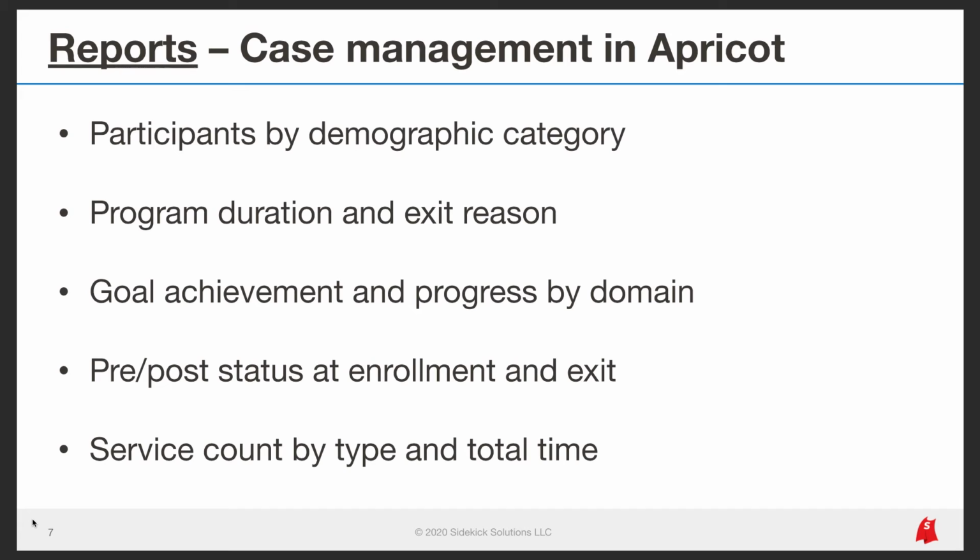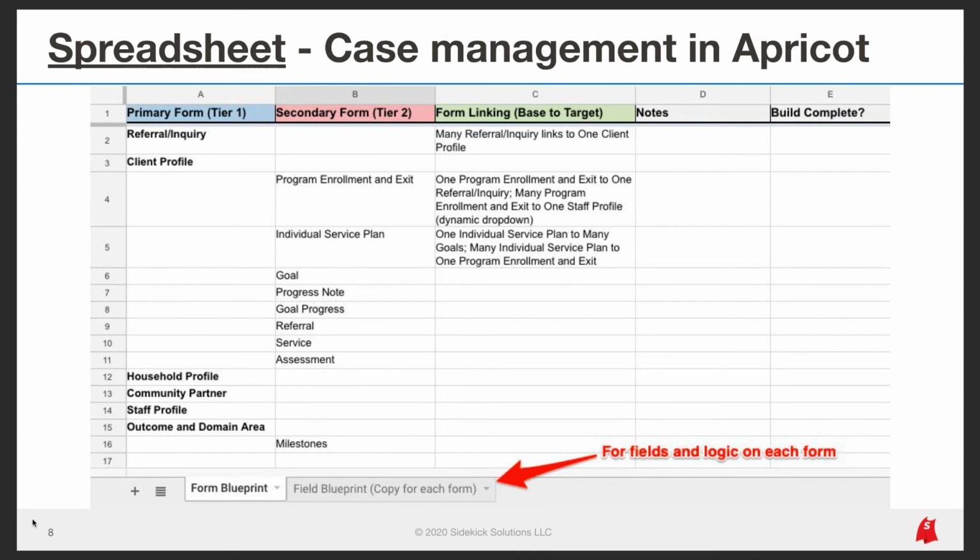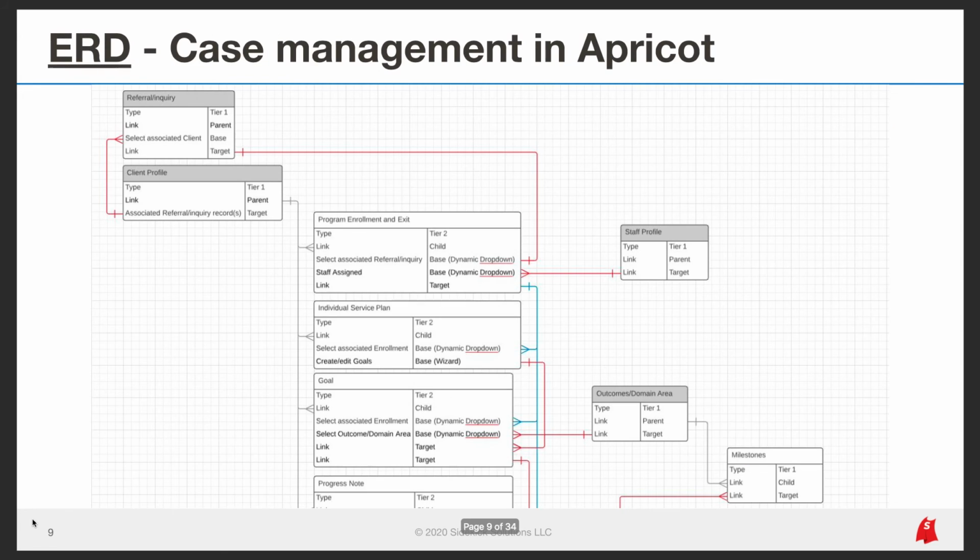When we translate the workflow and report requirements into blueprint, it might look something like this. We might have a blueprint showing our Tier 1 and Tier 2 forms in Apricot, along with the linking relationships between those forms. Or we might look to an entity relationship diagram, or an ERD, to map out the forms and relationships between the forms in a visual way.